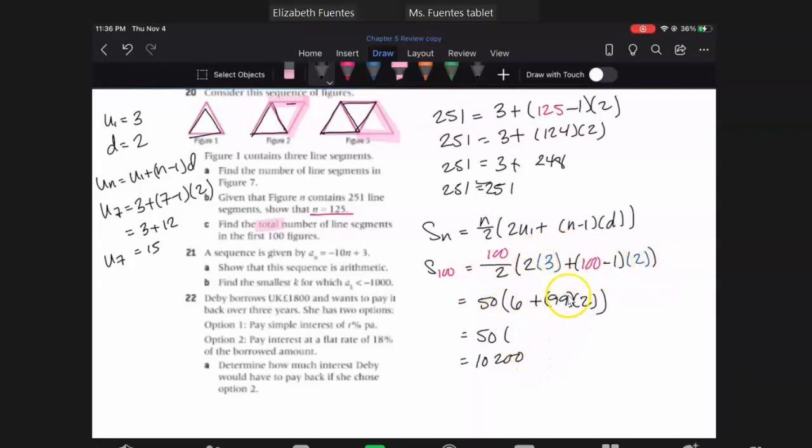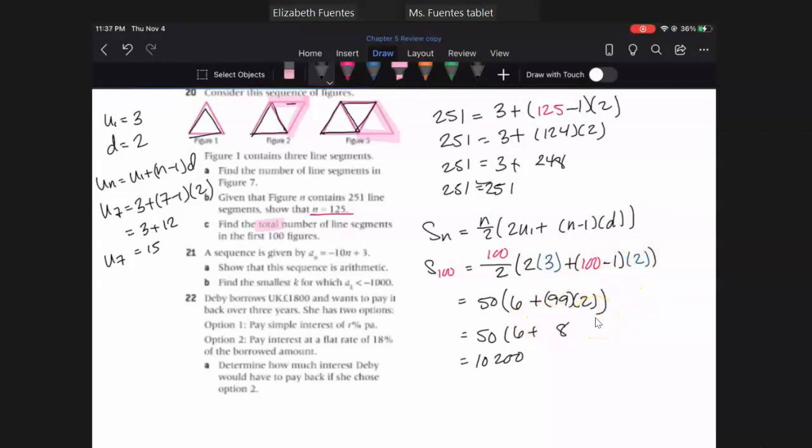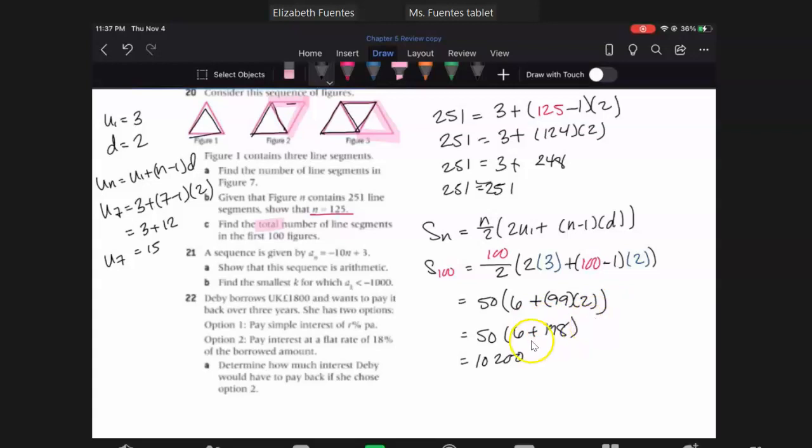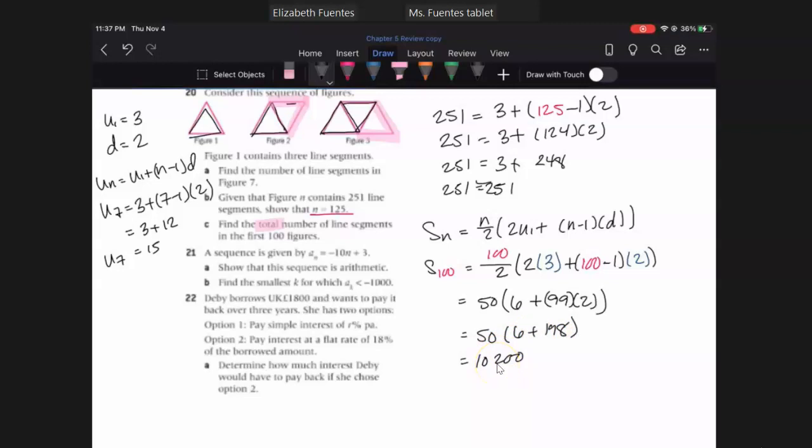So all I did was 2 times 3 is 6. 100 minus 1 is 99. You'll have 6 plus 99 times 2. 9 times 2 is 18. 9 times 2 is 18. Is 198. Which makes sense. 198 plus 6 is 204. 204 times 50 is 10,200. Ta-da! You're done with 20.